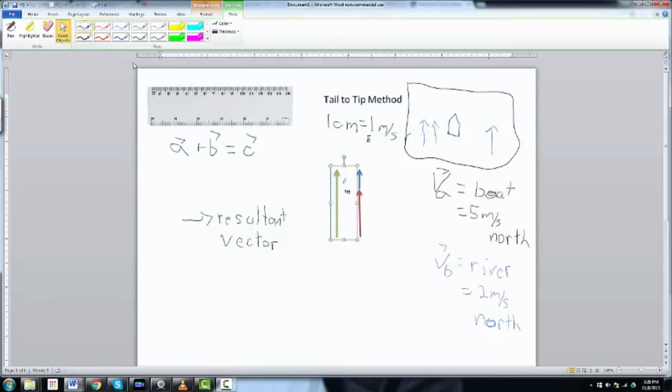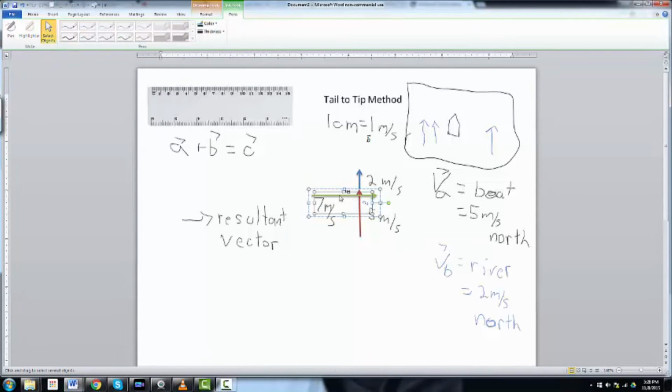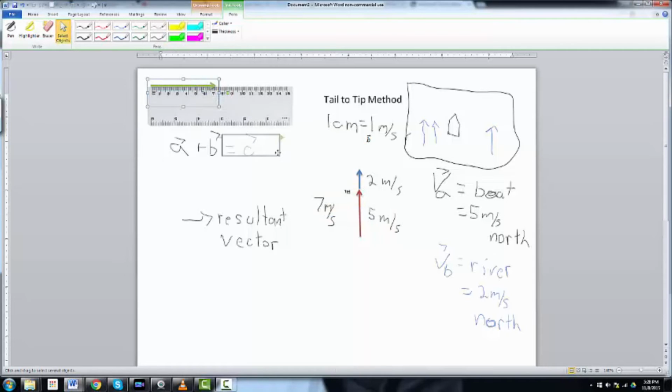Now, you could probably guess that, well, if the boat is going 5 meters per second north and the river is going 2, then logically, this needs to be going 7 meters per second. And we can check that by taking this new vector, and I'm just going to rotate it and check its length. Hopefully, it's 7 centimeters long. Oh, and look at that. It's about 7 centimeters long. So that shows us we have the right scale.